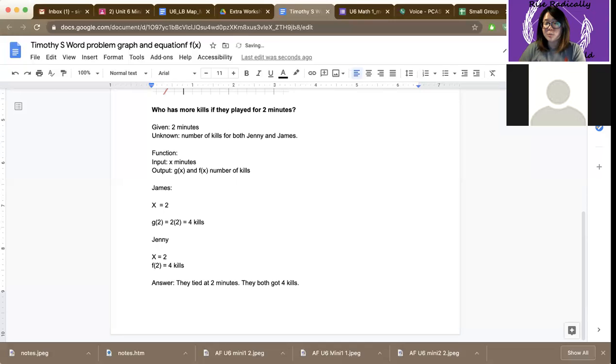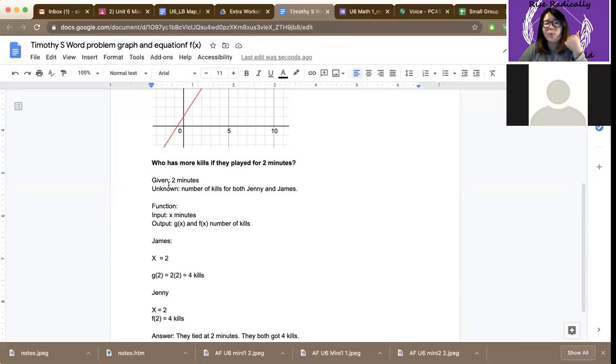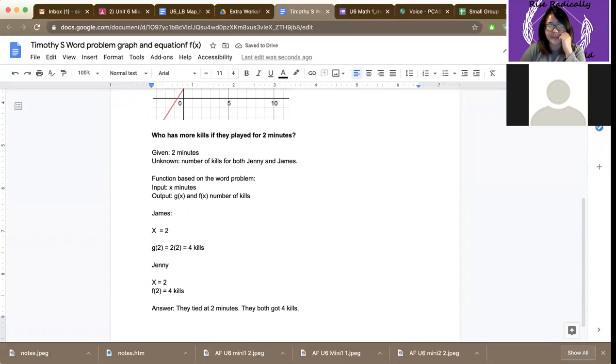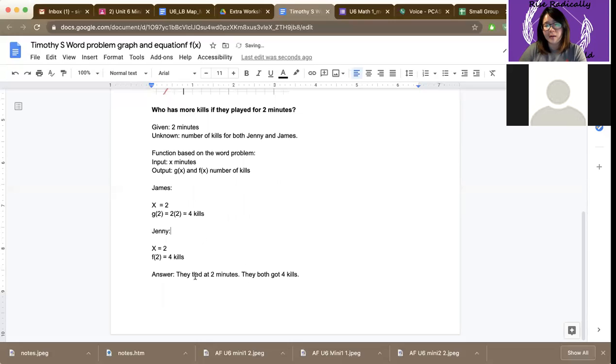So when you're answering those problems, that's what you're going to do. You're going to think about what's unknown, what's given, and figure out what the input and output is based on the word problem, right? And then you just solve for it. James is an equation, so you put in the equation. Jenny is a graph, so you looked at it on the graph, and then you compared their answers.